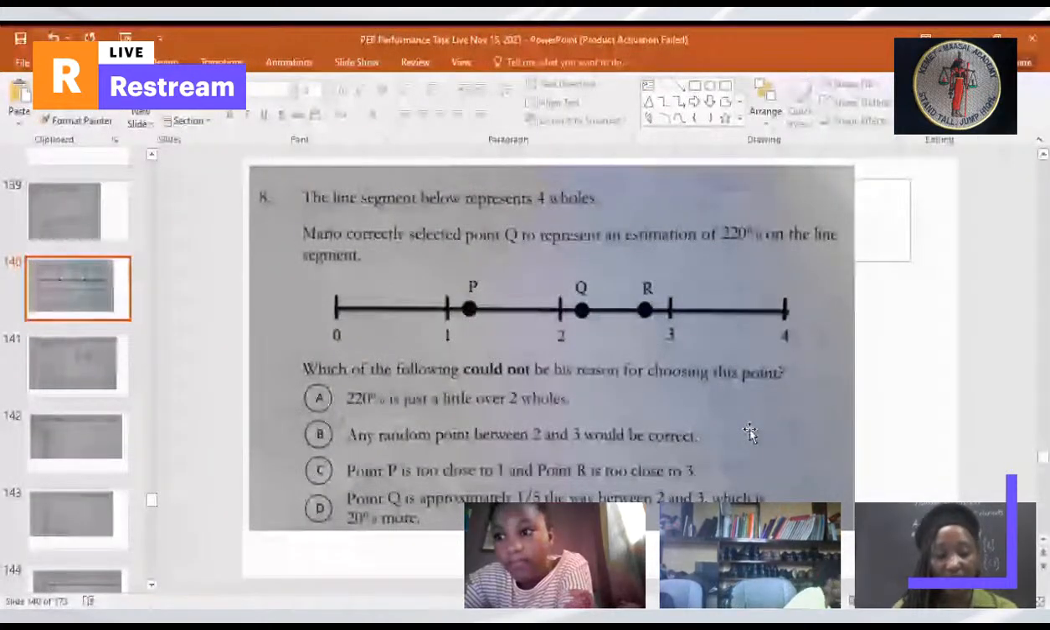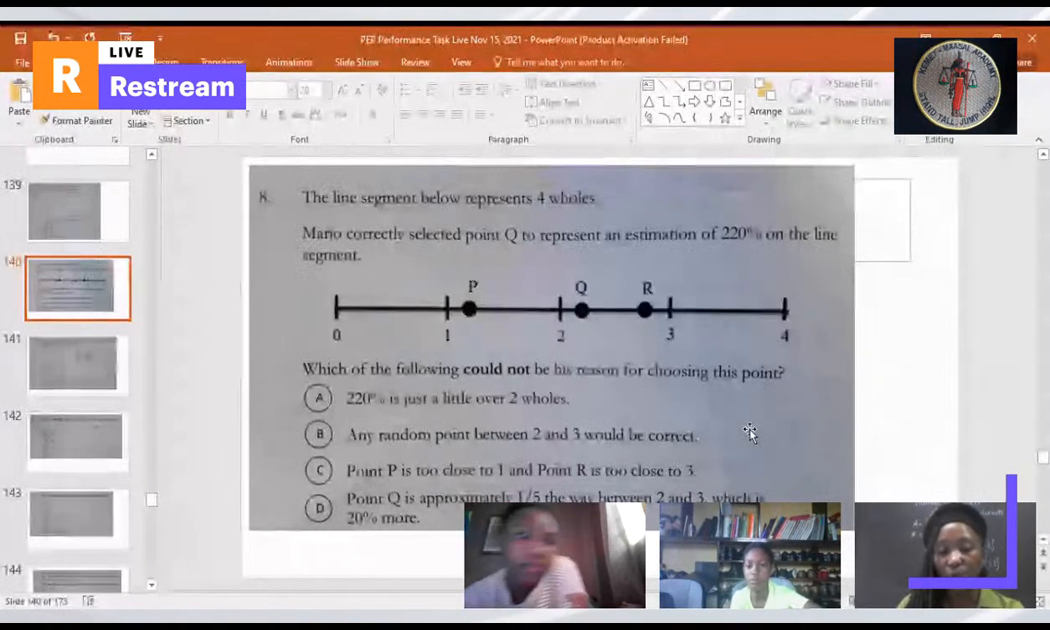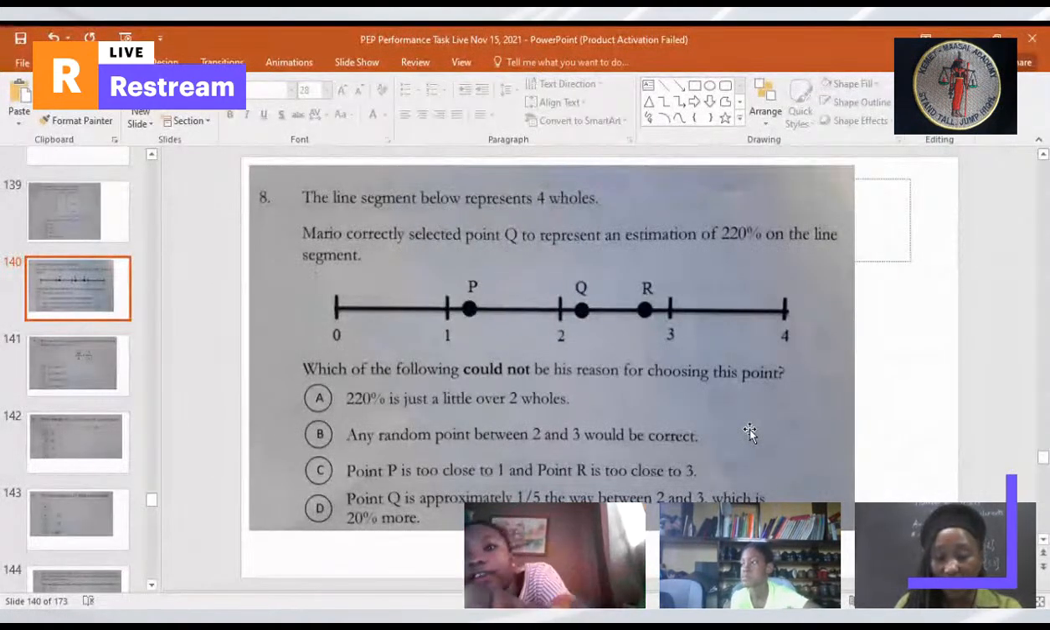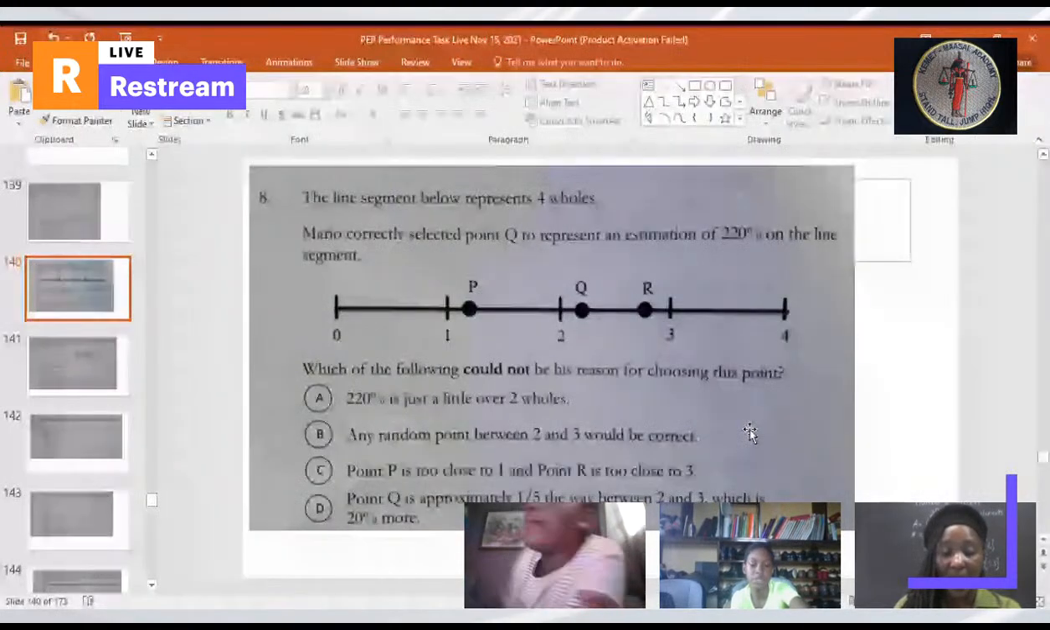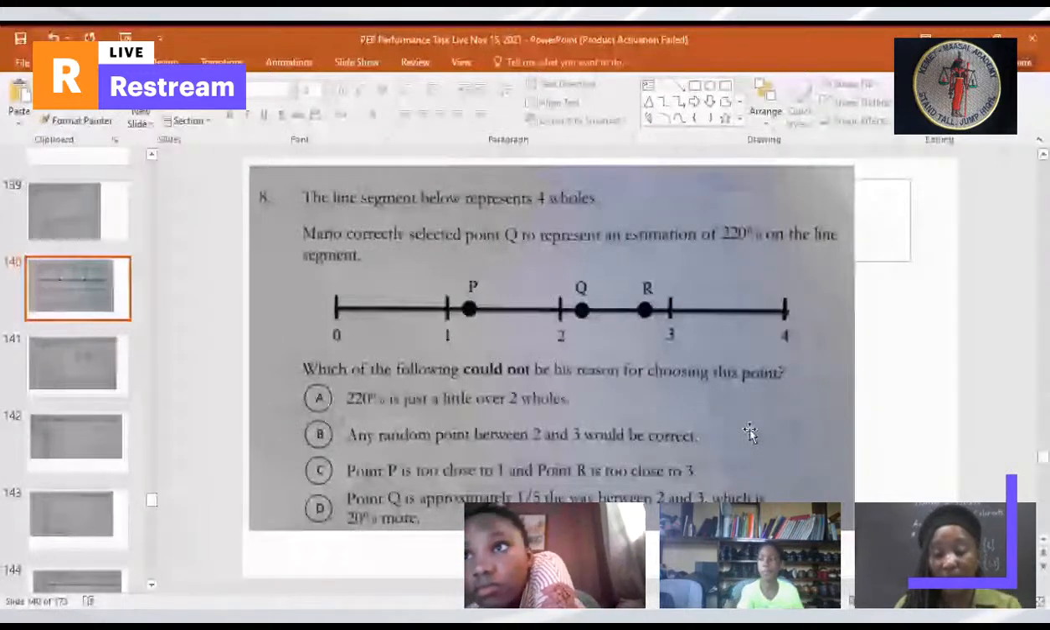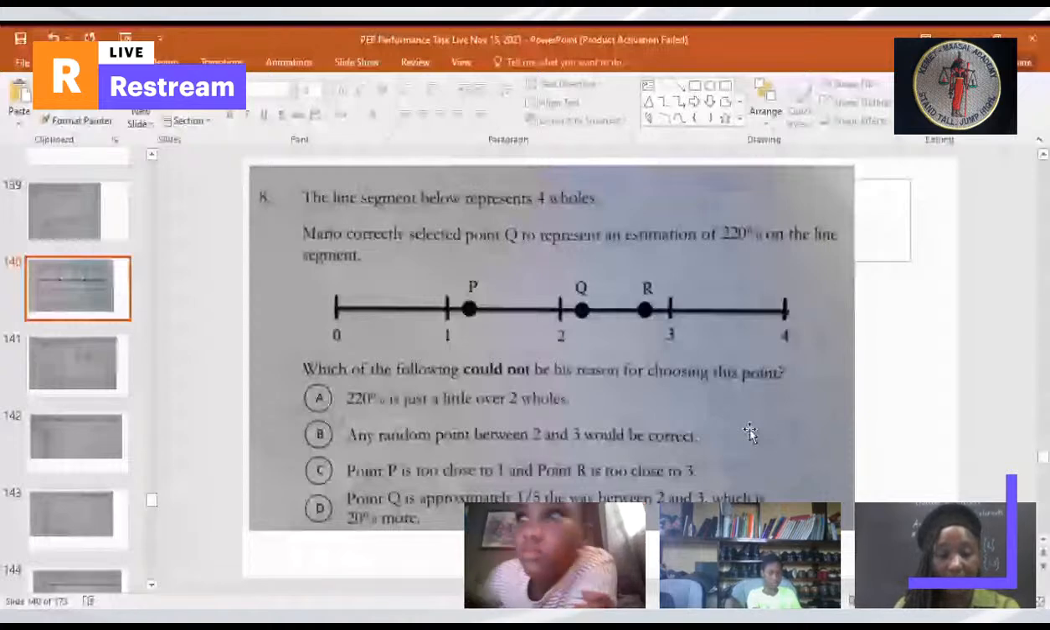But let's look at the other 2. C says point P is too close to 1 and point R is too close to 3. That could be a reason, because if it's 220%, you wouldn't put it after the 1, because that would be 100 and something percent. And you wouldn't put it too close to the 3, because that would be almost 300%.